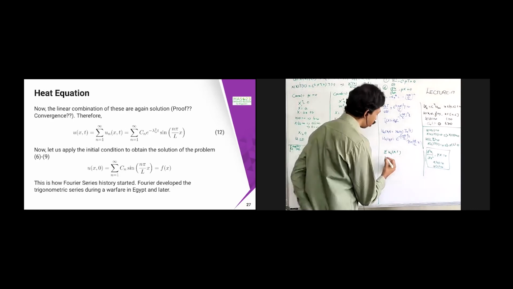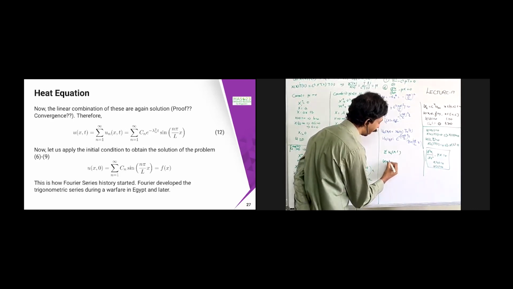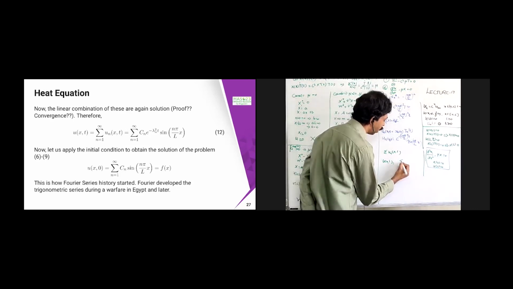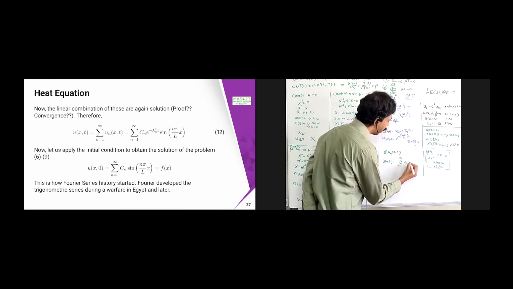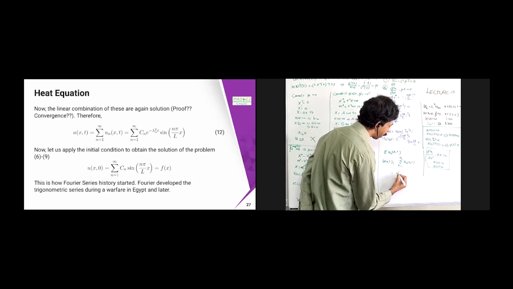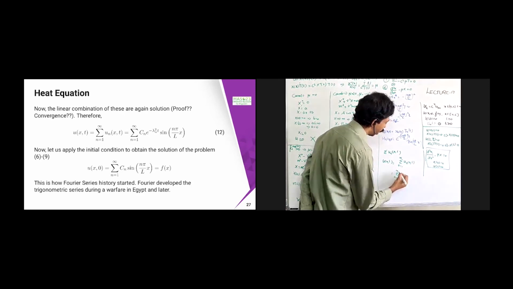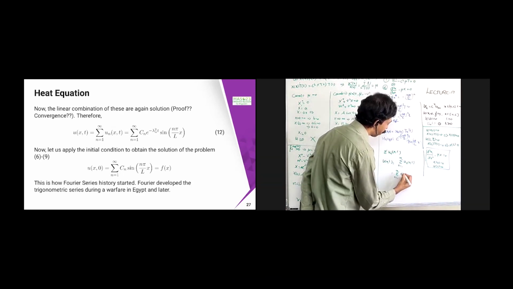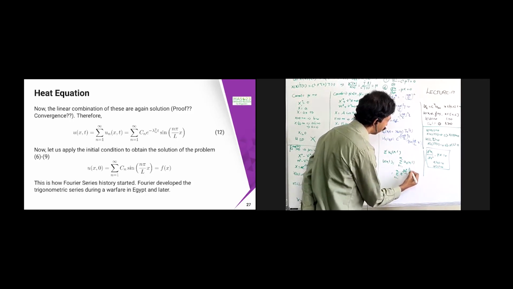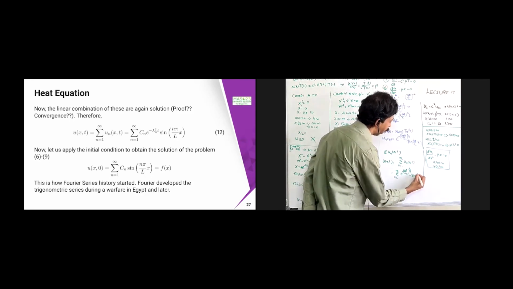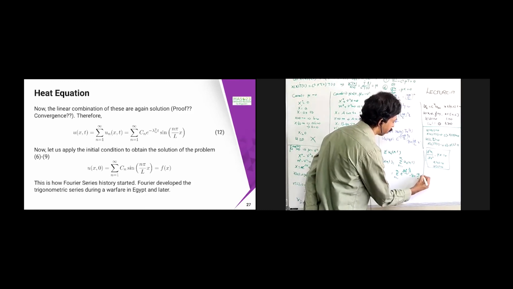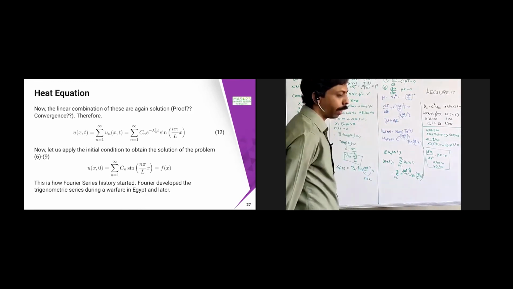So the linear combination that I am going to take, u(x,t), is nothing but the summation from n equal to 1 to infinity of u_n(x,t), which is the summation of e^(-(cnπ/L)²t) into sin(nπx/L). So this is called the general solution for our problem.